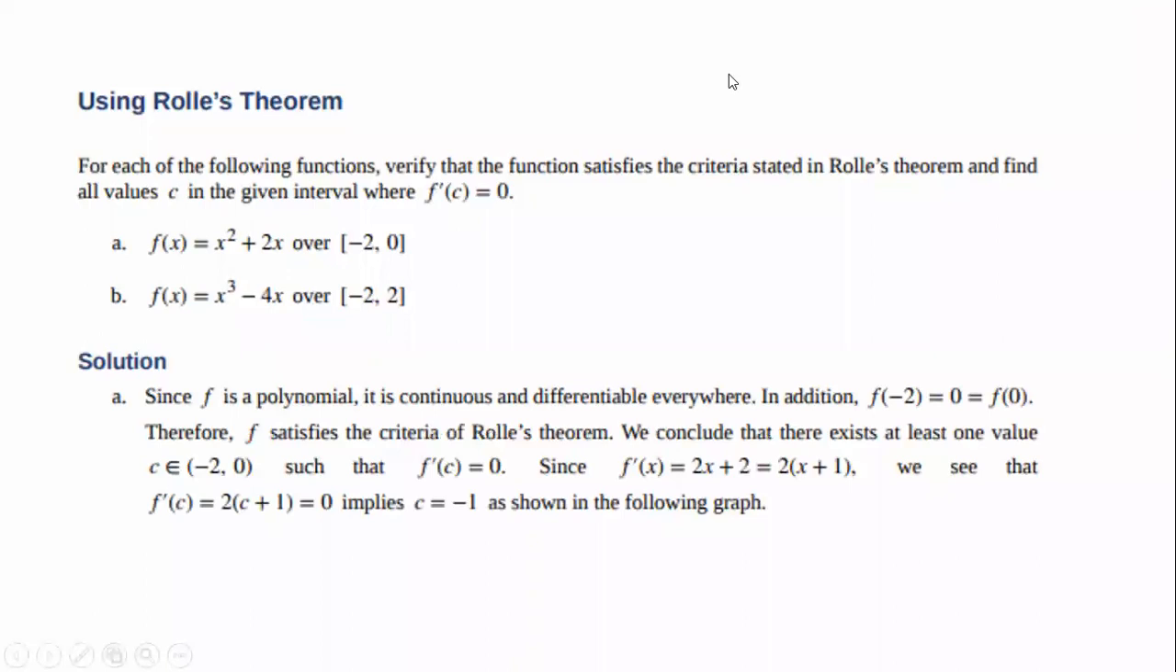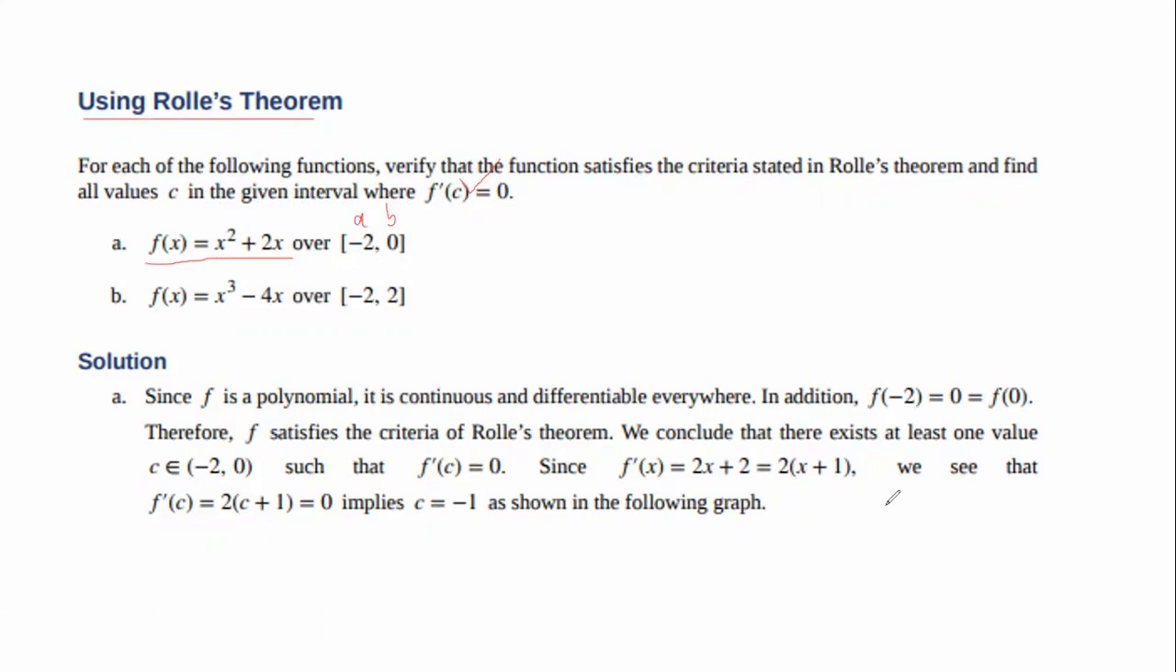Okay, let's start with the question. Using Rolle's theorem, for each of the following functions, verify that the function satisfies the criteria studied in Rolle's theorem and find all values C in the given interval where the derivative of f equals 0. So my first part is, let us say, f of x equals x squared plus 2x. Here is my a and b point.